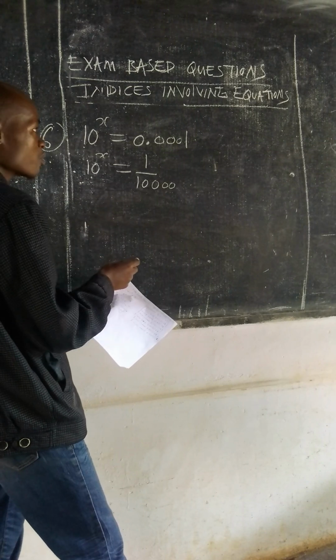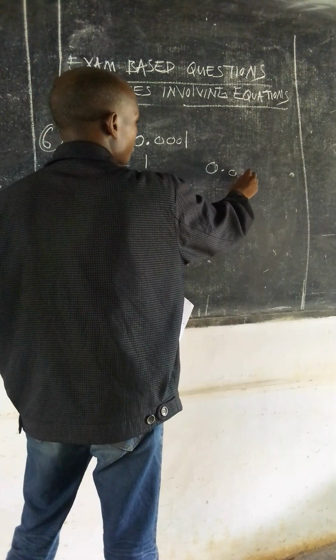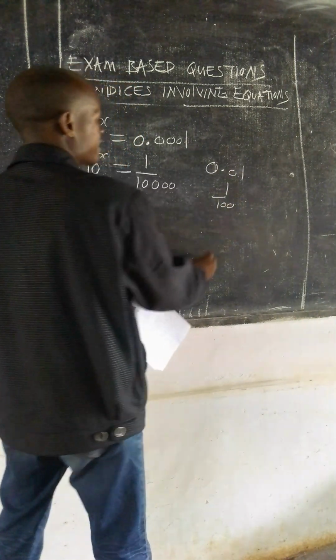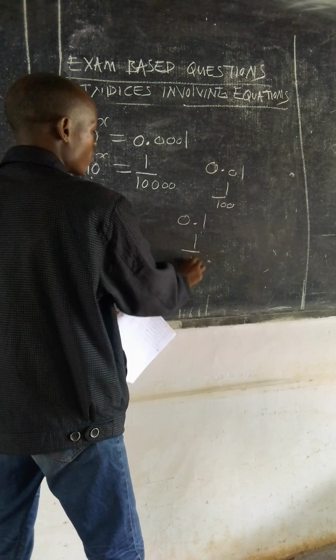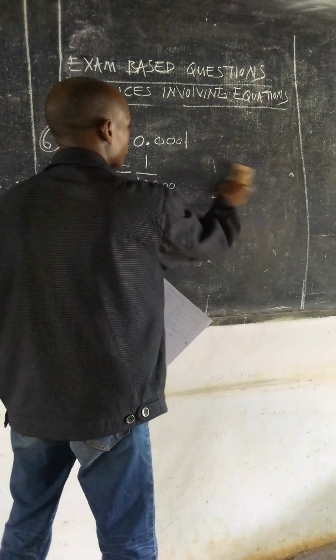So if there are 2 decimal places, like 0.01, you write 1 over 100, since there are 2. If there are 0.1, you write 1 over 10. You just count the number of decimal places.